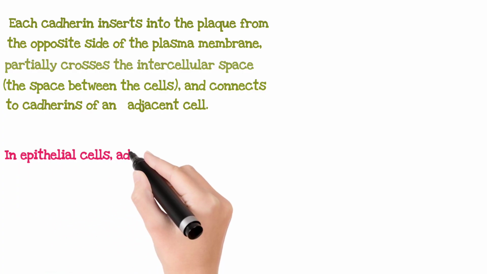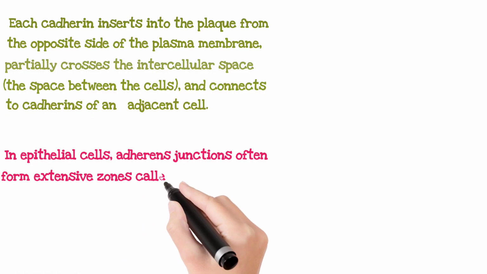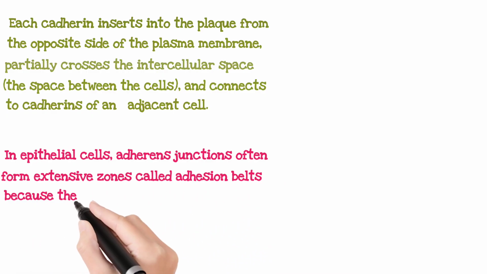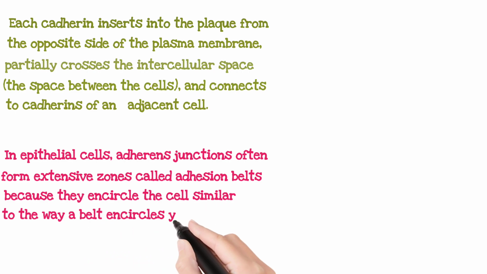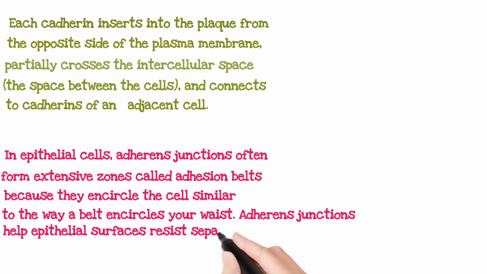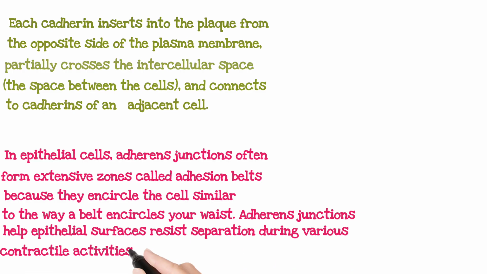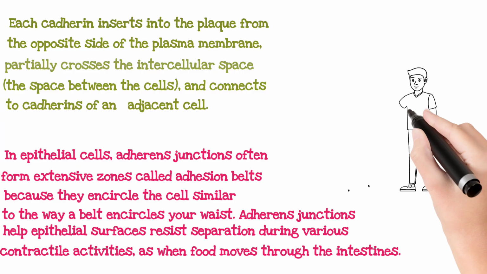In epithelial cells, adherens junctions often form extensive zones called adhesion belts because they encircle the cell, similar to the way a belt encircles your waist. Adherens junctions help epithelial surfaces resist separation during various contractile activities, as when food moves through the intestines.